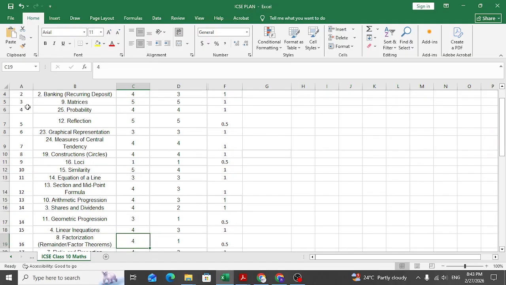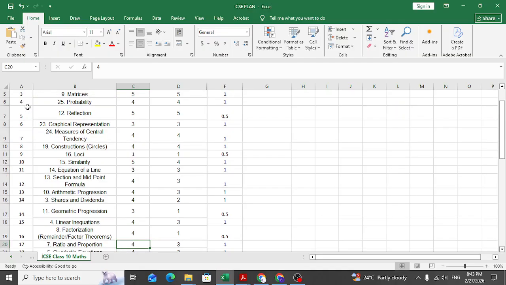Factorization, 4 marks, you will get 1 mark question and then 1 3 mark minimum question. Focus on the 1 mark question only because they will give x plus 3 is a root. So x is equal to minus 3, you have to substitute. Just focus on that. Do not try for long division method. Now you don't have enough time and you will get confused. So focus only on the 1 mark question.